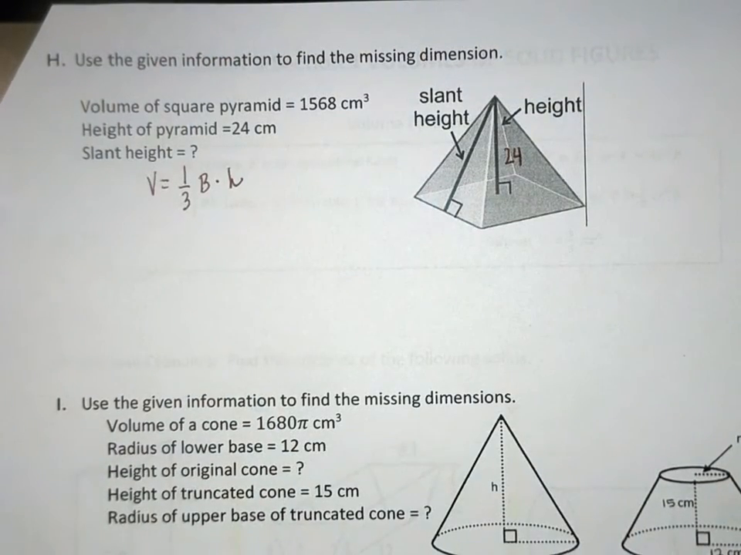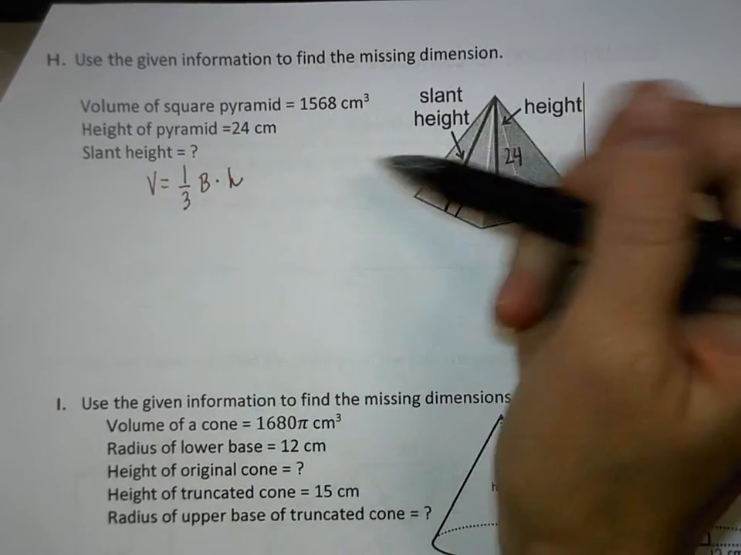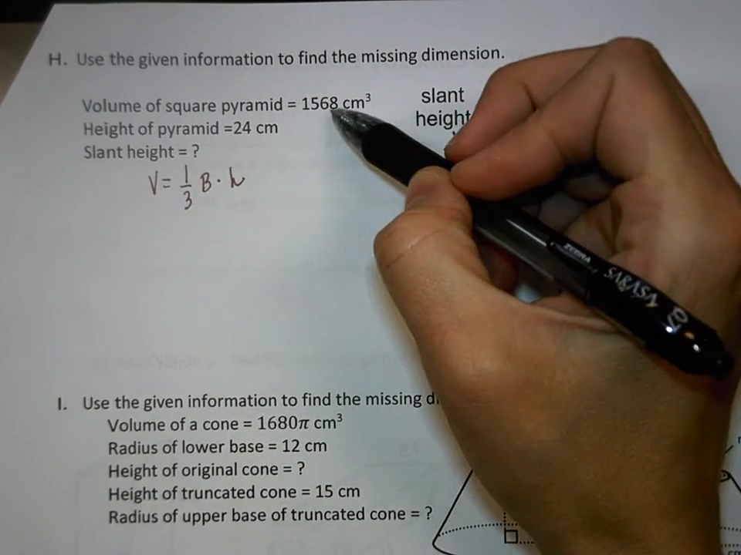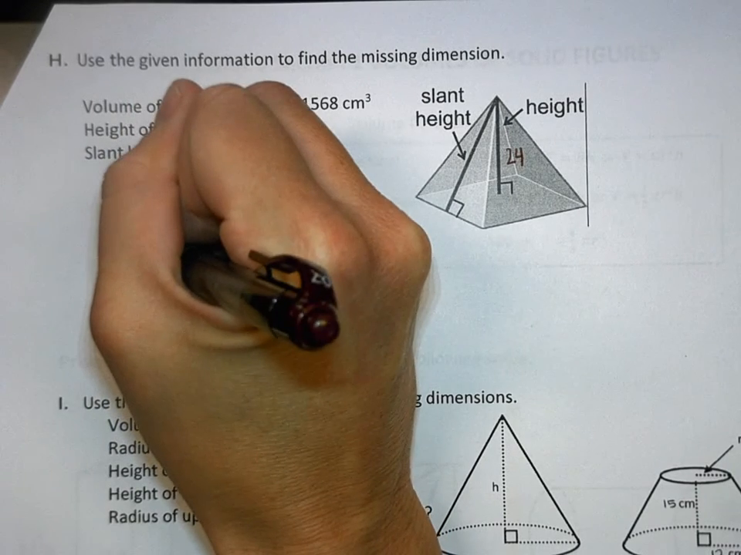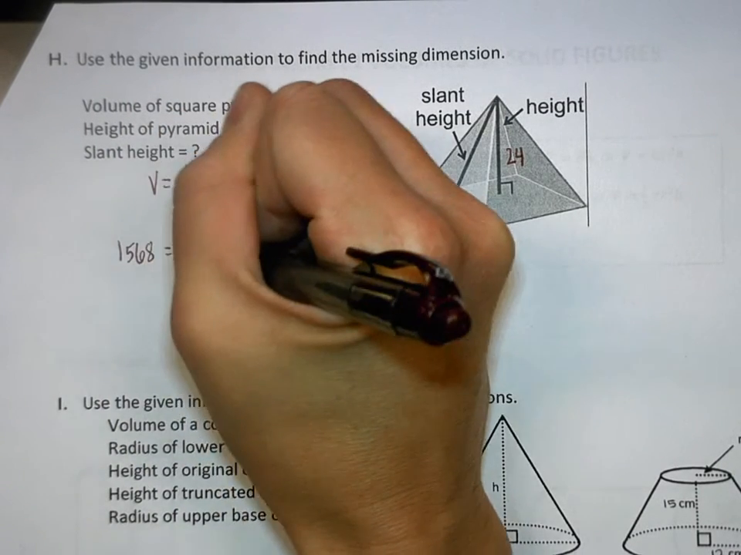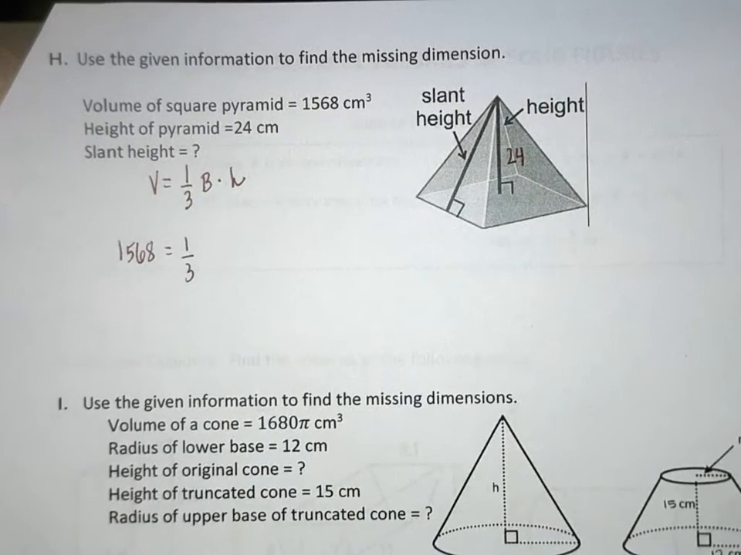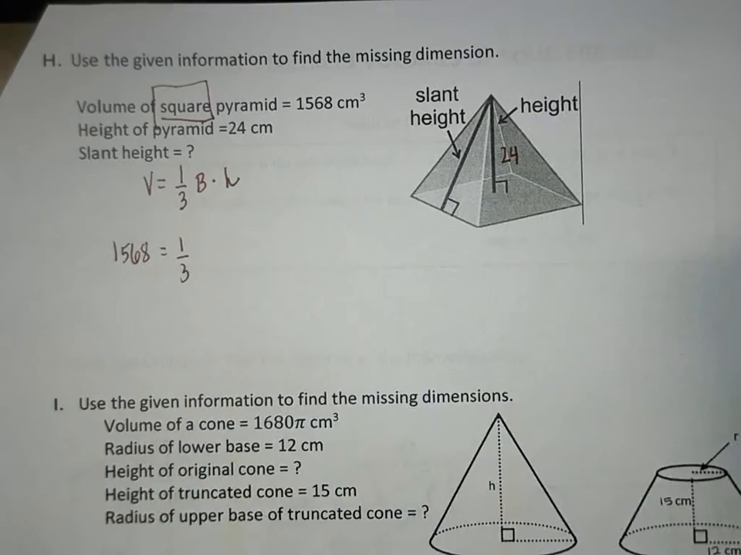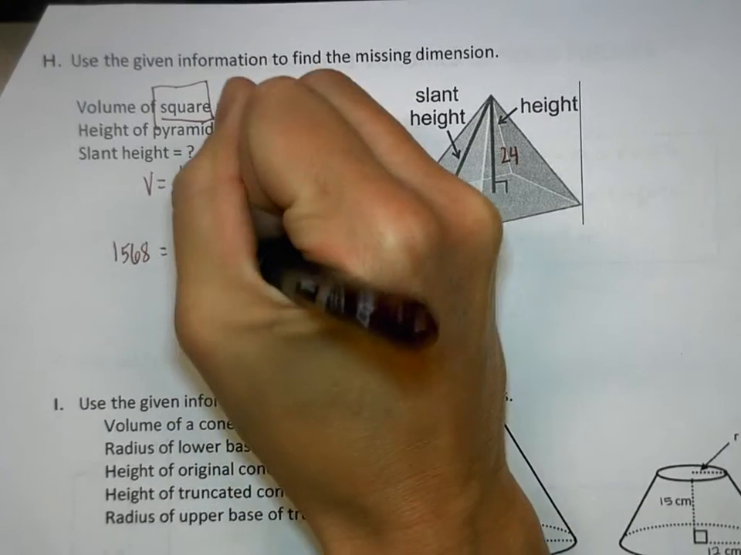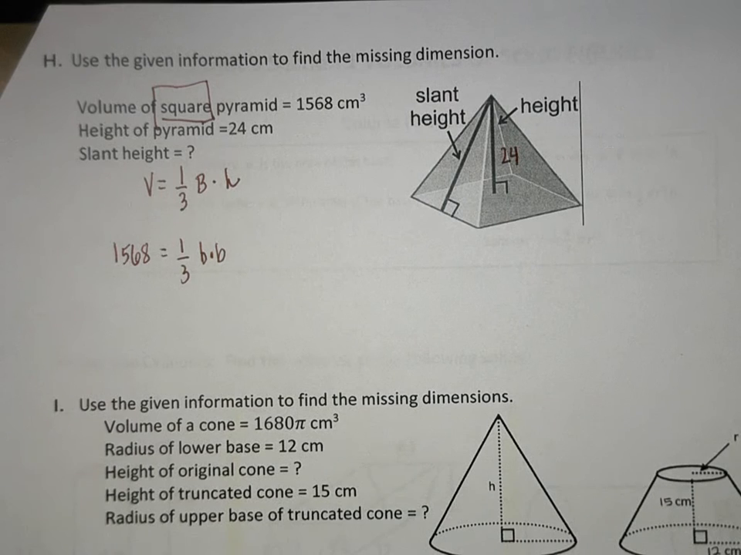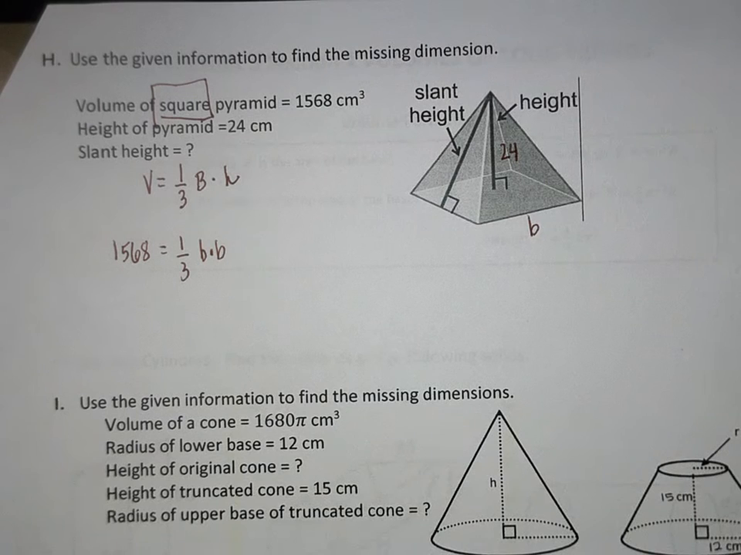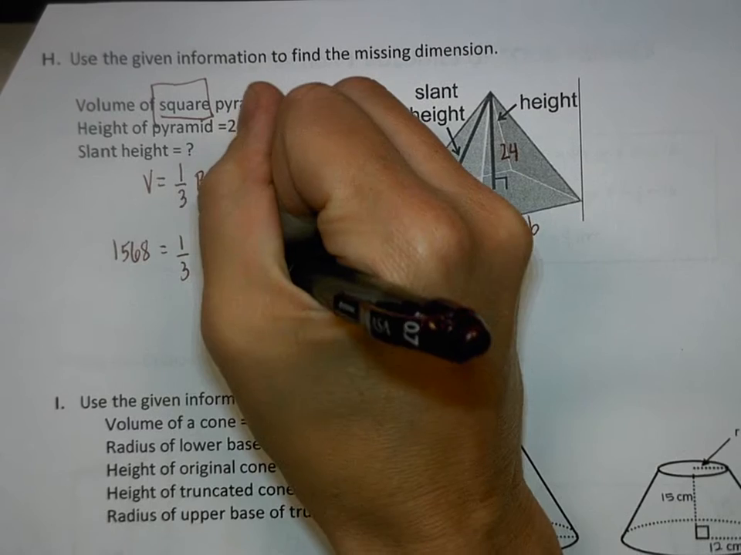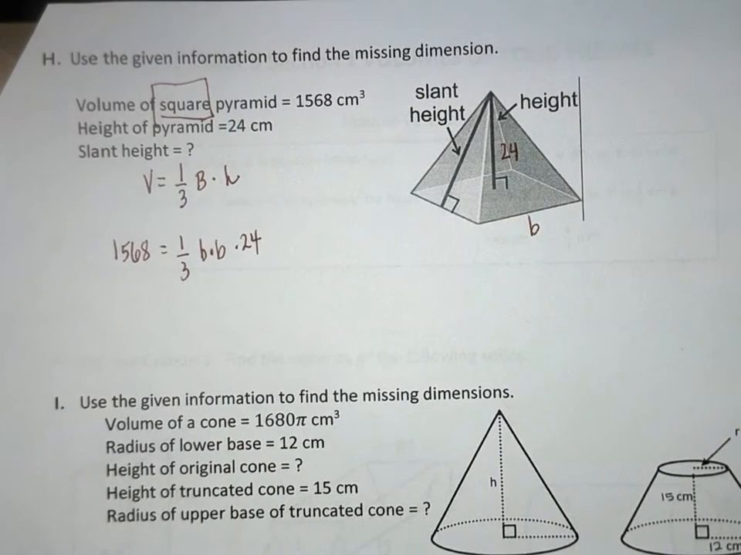Okay? They have told us, so I'm going to start plugging things in. They have told us the volume is this. So that means I have 1,568 equals 1/3. Now, my base, they told me it is a square. And so I'm going to label that as multiplying base times base because they're both going to be the same values. Are you guys okay with that? So my base area would be base times base, and you could label this as a B if you want to. You could use any variable. And then my height is what? 24. Good, times 24.